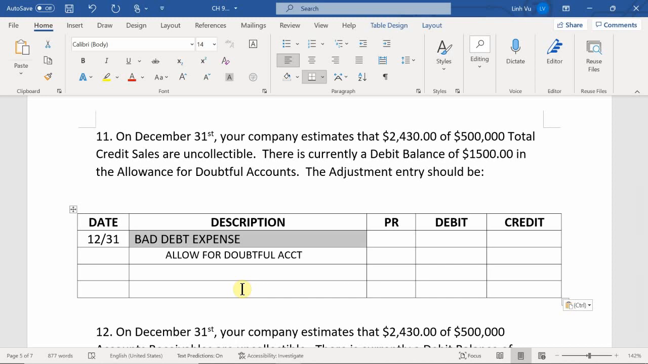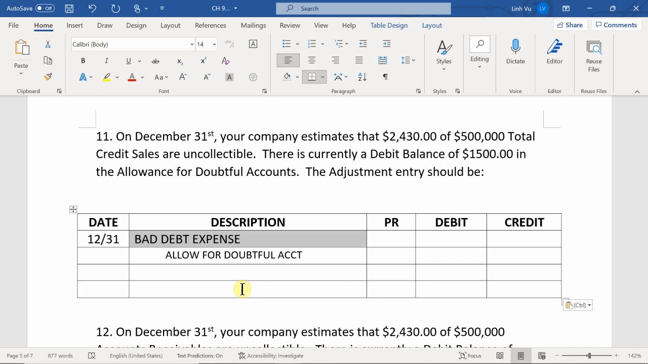But you still add the 2,430 with the 1,500. So in this case, which method am I using? In this case, I have total credit sales.